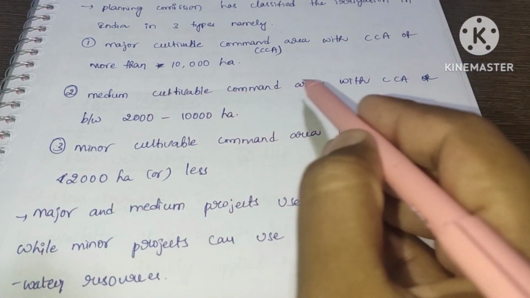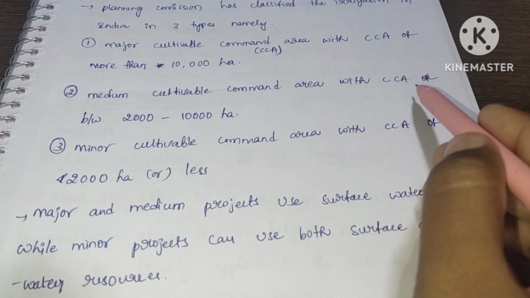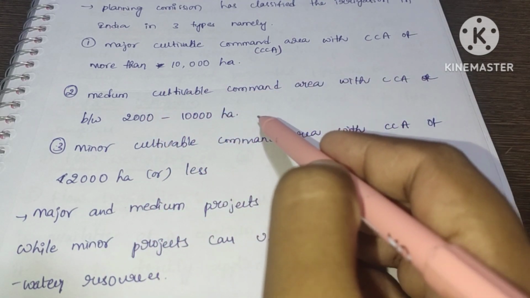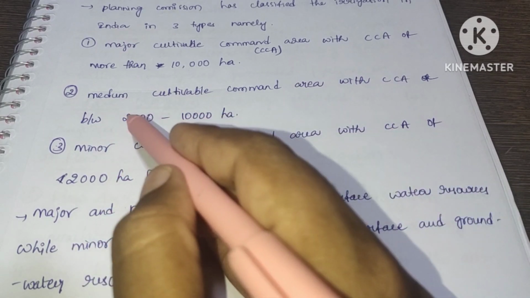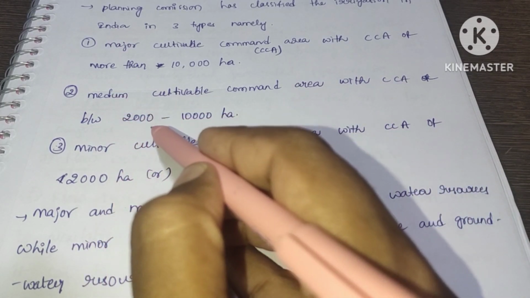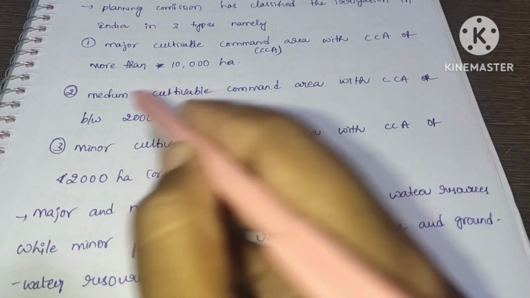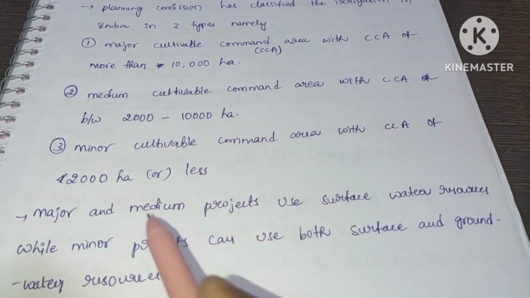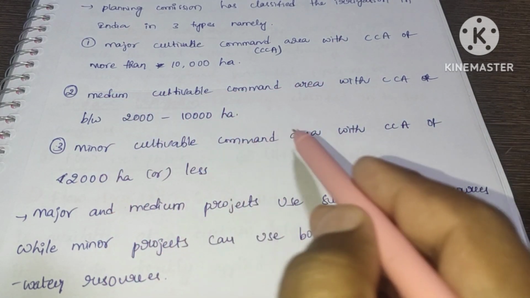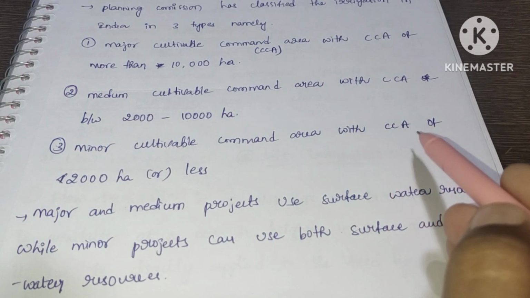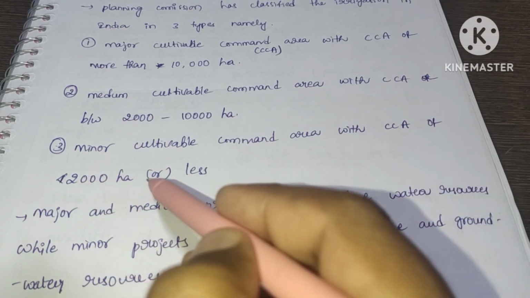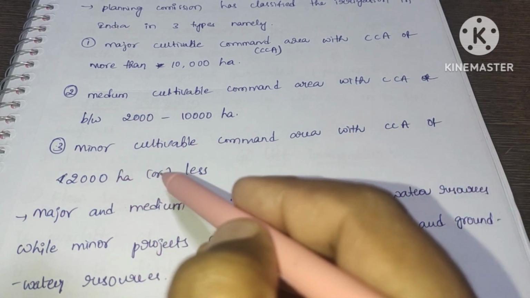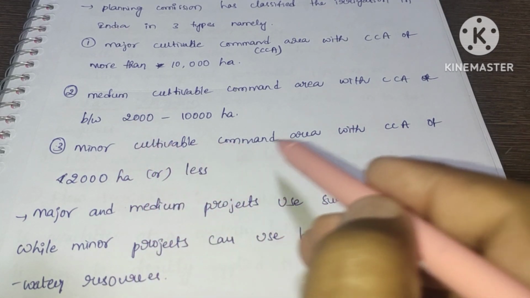Medium cultivable command area is a CCA between 2000 and 10,000 hectares. If it is in between 2000 and 10,000 hectares, we have to consider it a medium cultivable command area. Minor cultivable command area is a CCA of 2000 hectares or less. We have to consider it a minor cultivable command area.